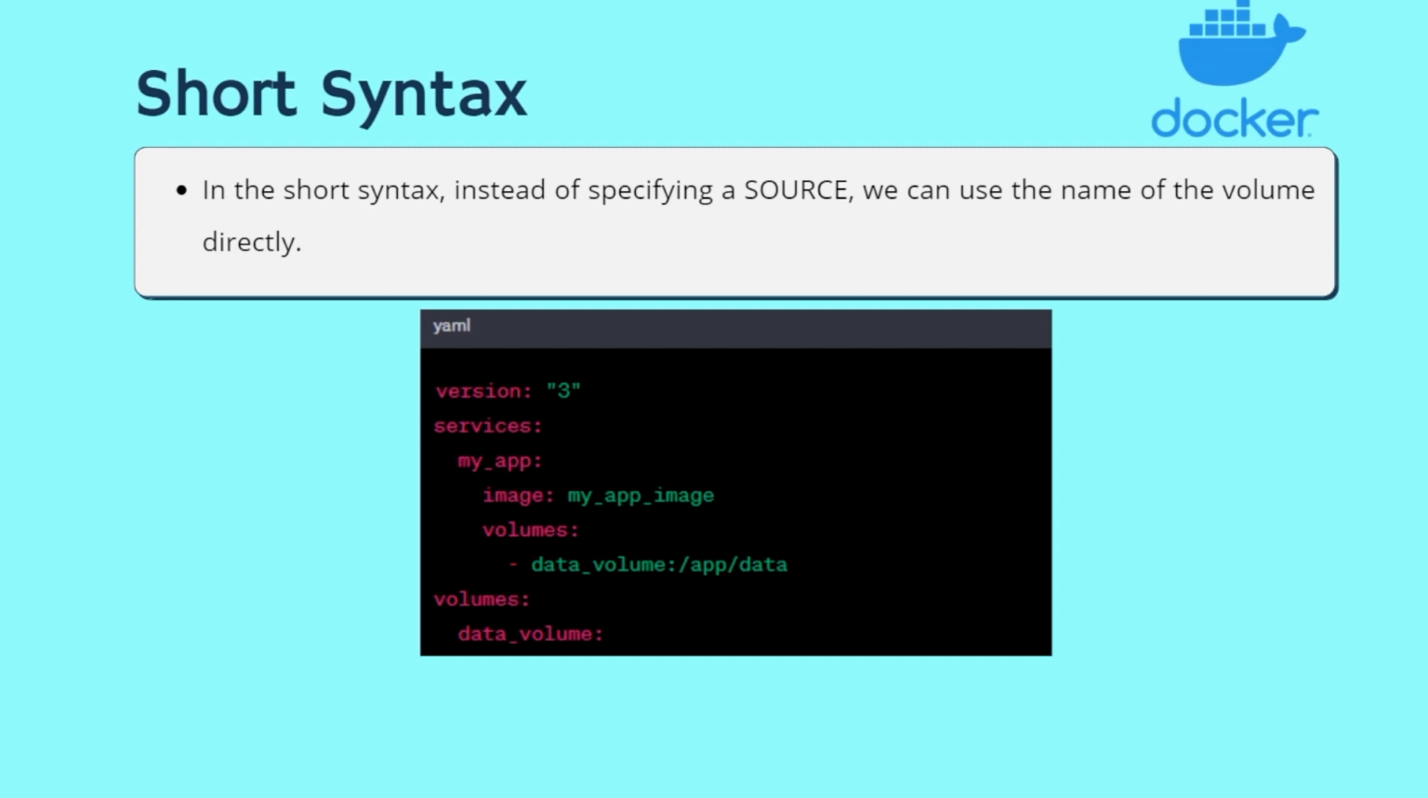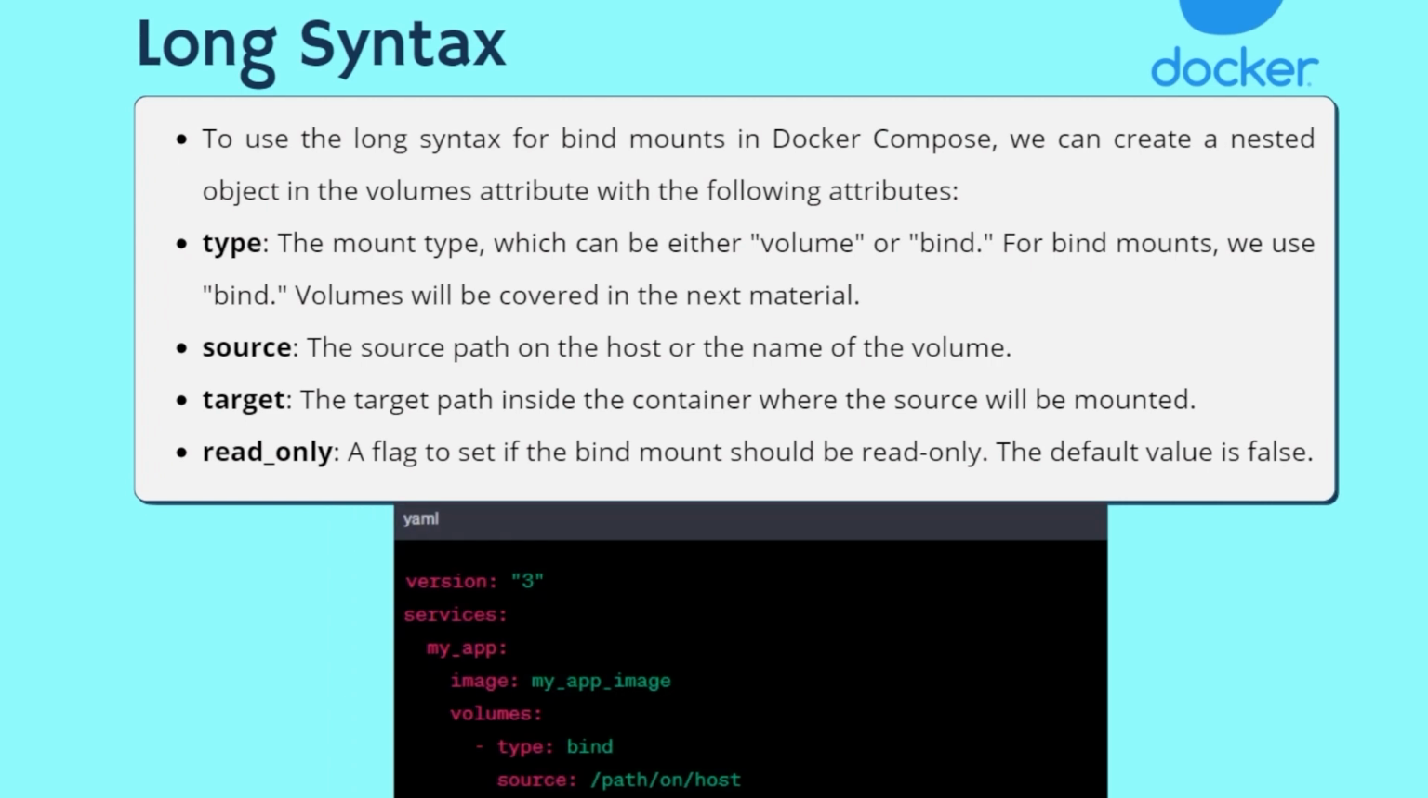Long syntax. To use the long syntax in Docker Compose, we can create a nested object in the volumes attribute with the following attributes. Type, the mount type, which can be either volume or bind. For bind mounts, we use bind. Source, the source path on the host or the name of the volume. Target, the target path inside the container where the source will be mounted. Read-only, a flag to set if the mount should be read-only. The default value is false.